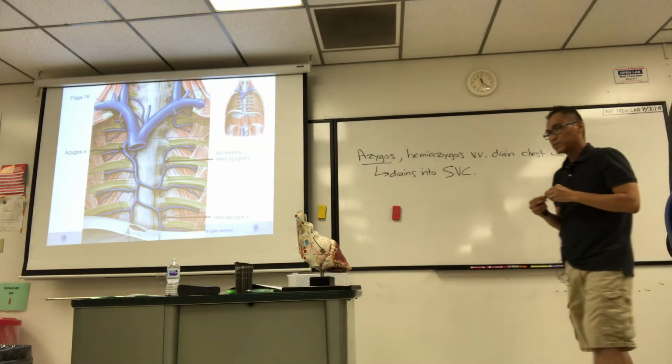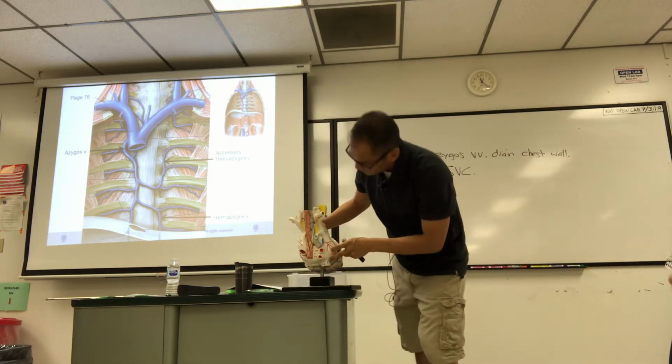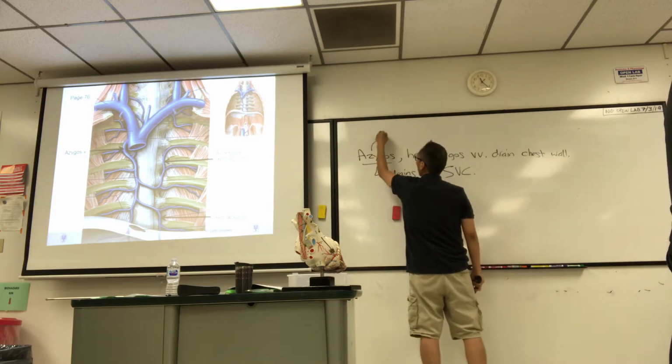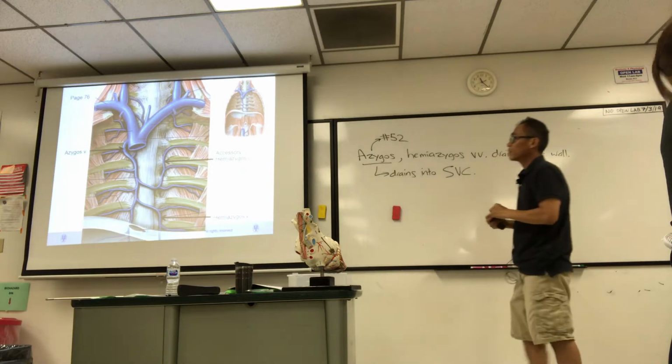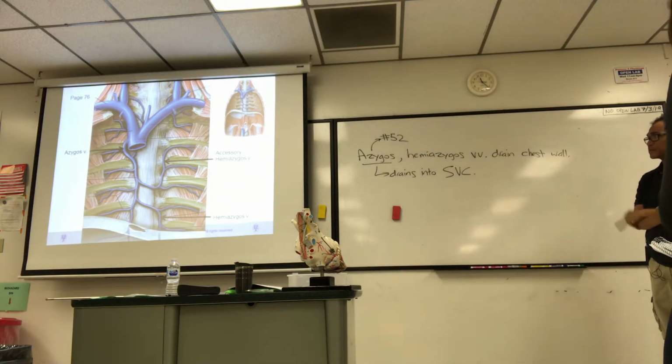It's always hiding from students. On this model, number 52, right on the back there. So that one you got. Azygos drains right into the superior vena cava.